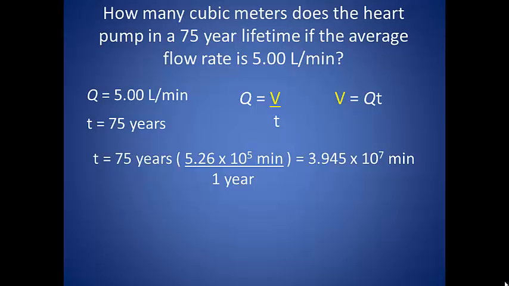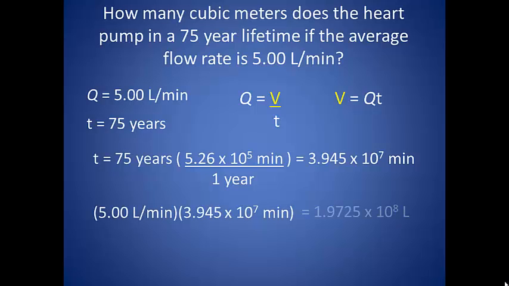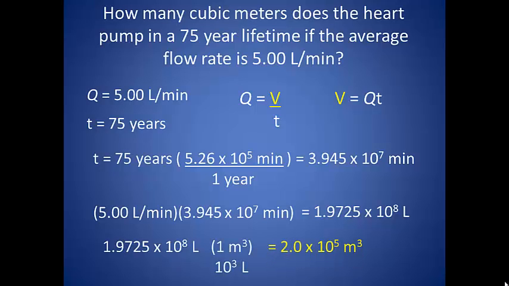We can rearrange our flow rate equation to solve for the volume of blood by multiplying the flow rate of 5 liters per minute by the minutes in 75 years to find 1.9725 times 10 to the 8th liters. But of course we want to find the volume in cubic meters, not liters, so we need to convert, and we find 2 times 10 to the 5th cubic meters of blood. As a reference point, this equates to about 200,000 tons of blood, or enough to fill 200 6-lane 50-meter pools.